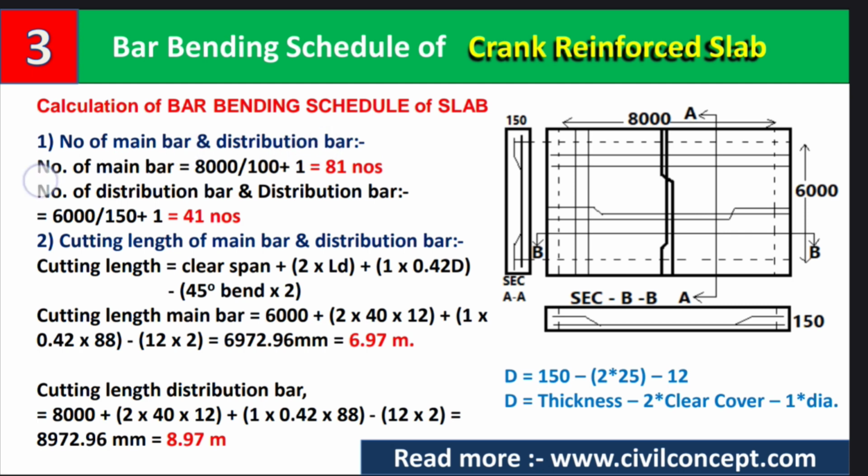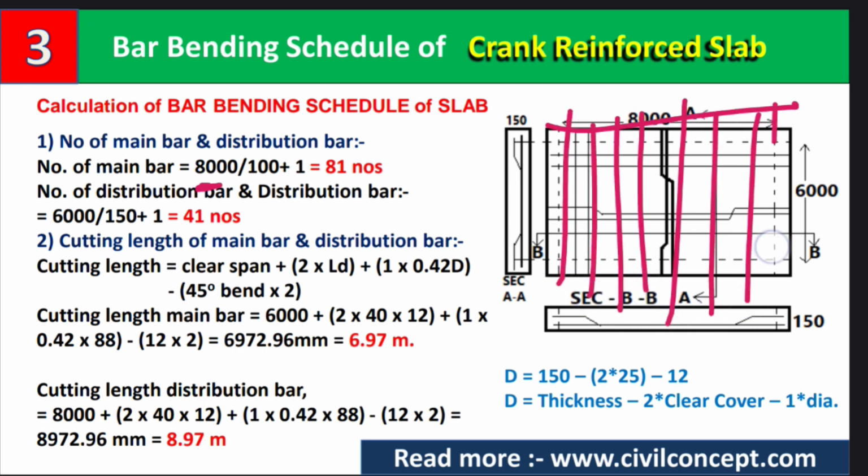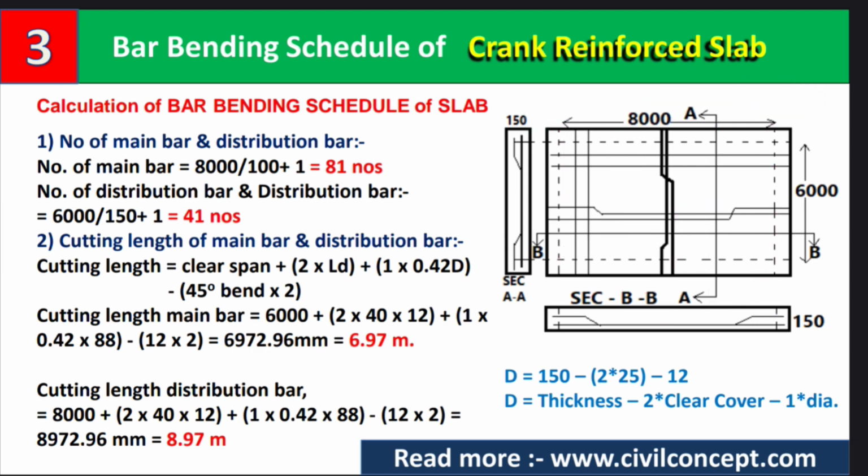How will we calculate the number of main bars? Just divide this length by its spacing plus 1. This is the formula. So 8000 is this length, because we have laid these main bars in this direction. So we have to take the length of this direction and divide it by its spacing. The main bars spacing is how much?